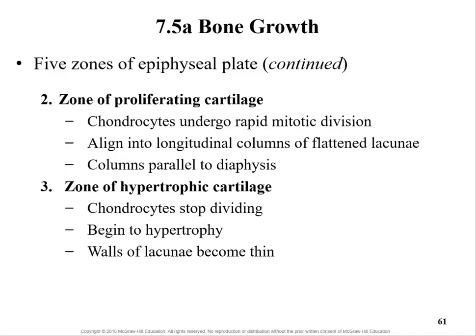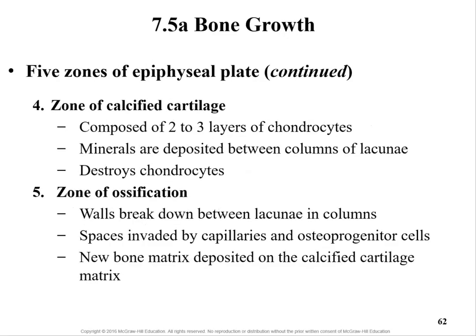Next, you'll see the zone of hypertrophic cartilage. So these chondrocytes are going to stop dividing, and they're going to begin to hypertrophy. The walls of their lacunae will become thin. Next is the zone of calcified cartilage. There will be about 2 to 3 layers of chondrocytes. Minerals are going to be deposited between the columns of lacunae, and this is going to destroy those chondrocytes.